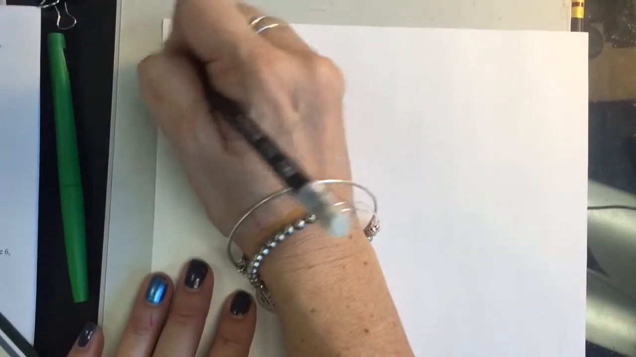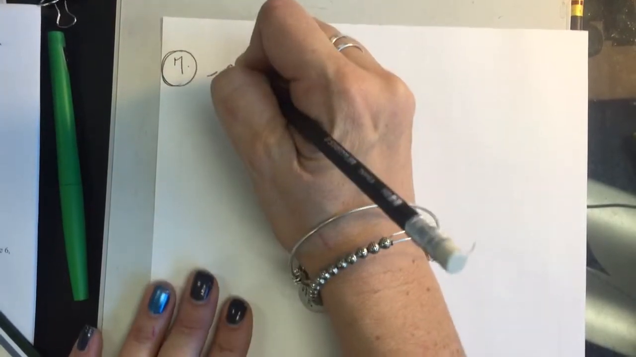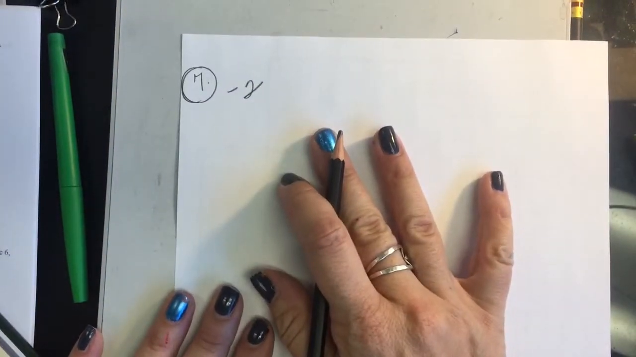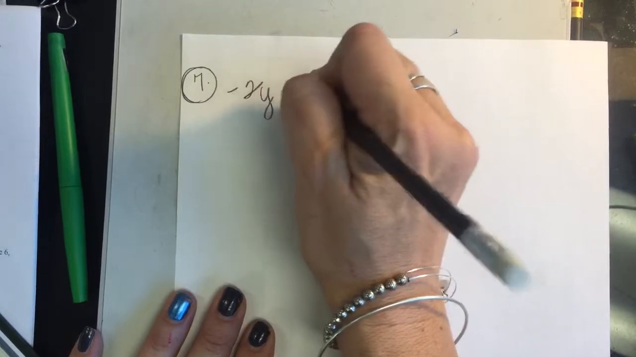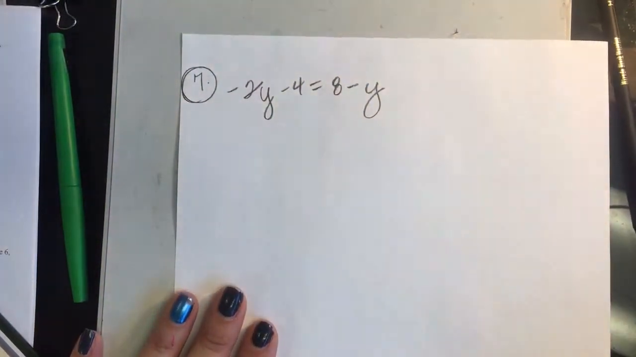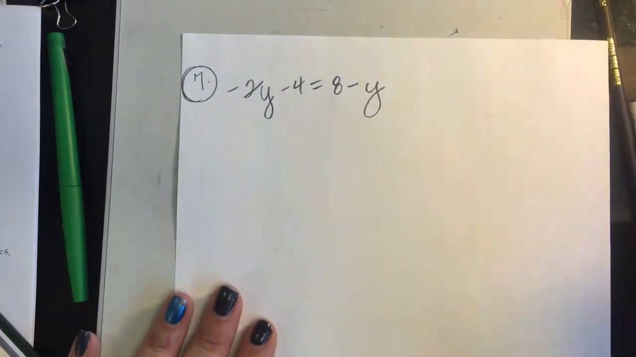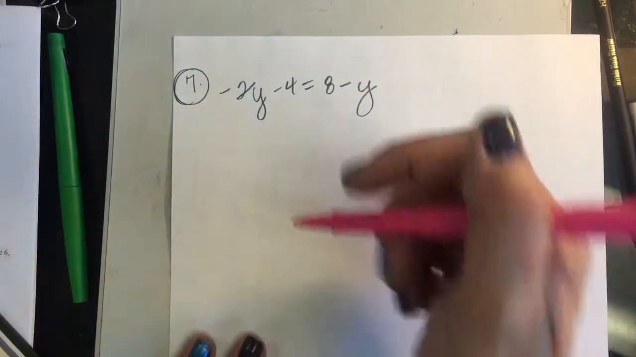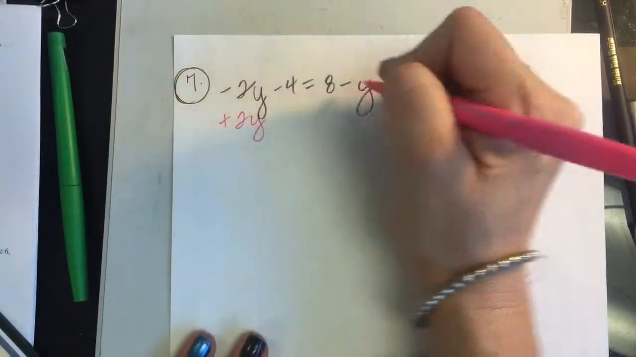Moving on to number 7, -2y minus 4 equals 8 minus y. I want you guys to notice that I purposely put a bunch of negatives in these problems because I know that's the place where sometimes this can get the ugliest. Adding 2y's to both sides.